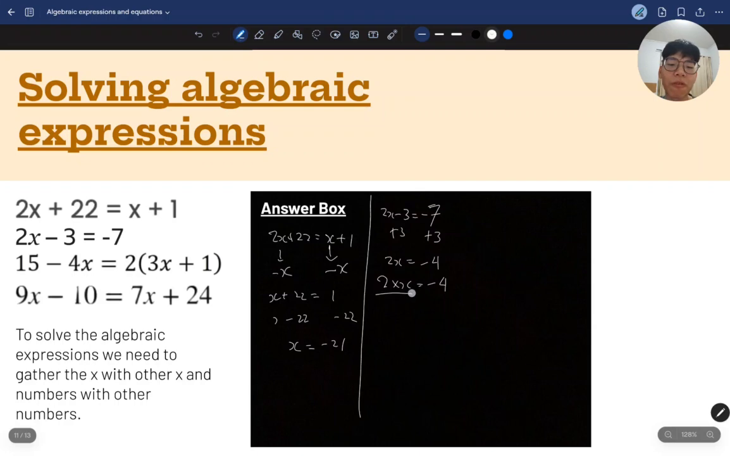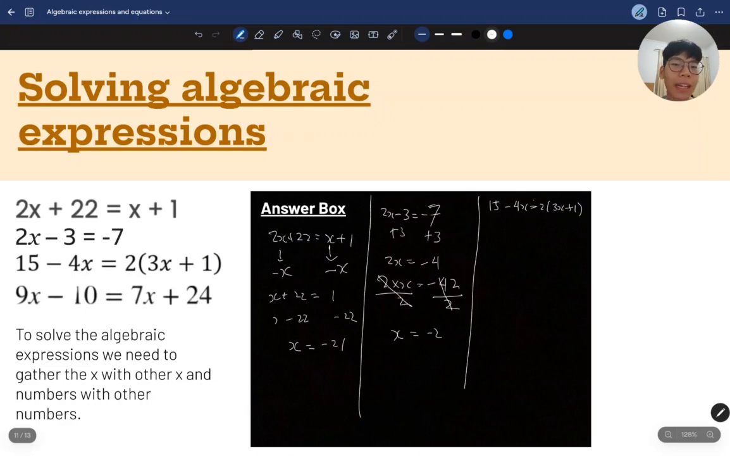We can do that by dividing by 2 on each side. If we divide, it's going to get rid of this and change this to 2. So x equals negative 2, because it's negative 4 divided by 2. Just like that. Third and lastly, negative 15 minus 4x equals 3 times (2x plus 1).